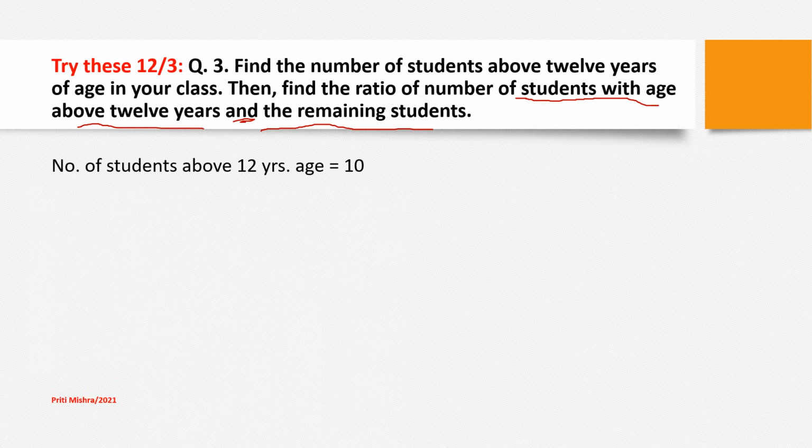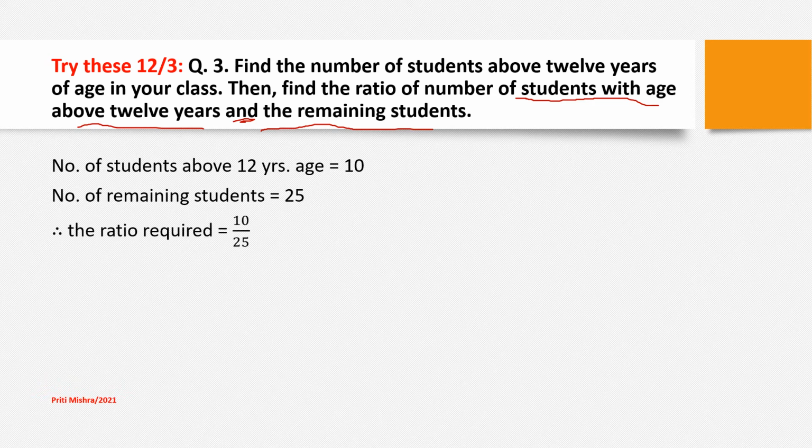Number of students above 12 years of age, 10. Number of remaining students in my class, that is 25. The ratio required, that is 10 by 25. Highest common factor is 5. So we get 2 by 5 and the ratio is 2:5. You can work out as per your class.